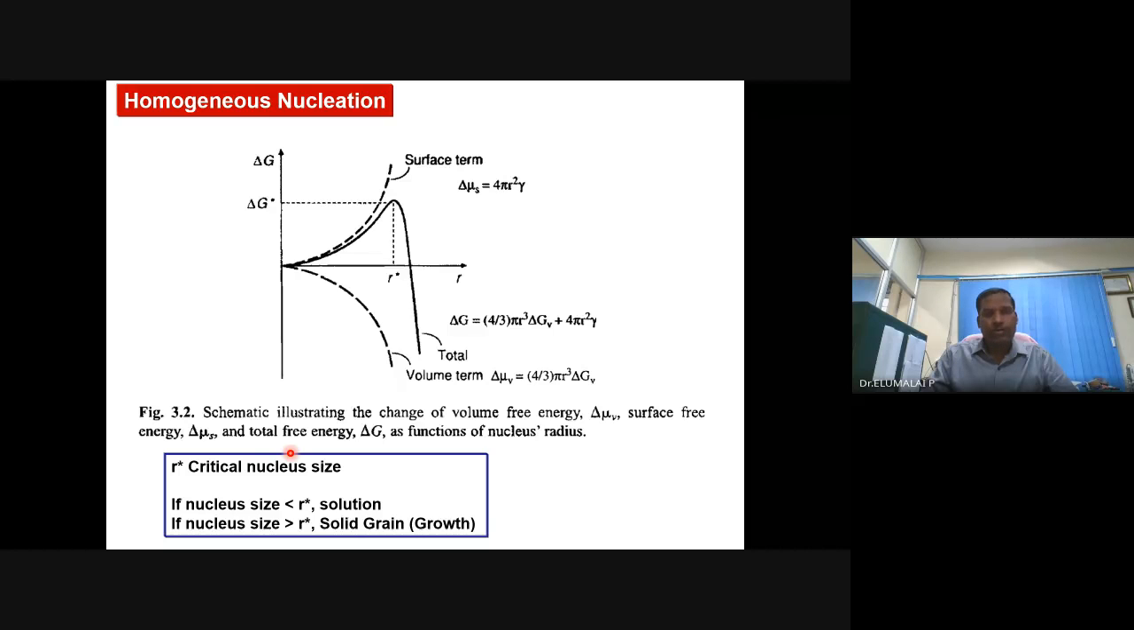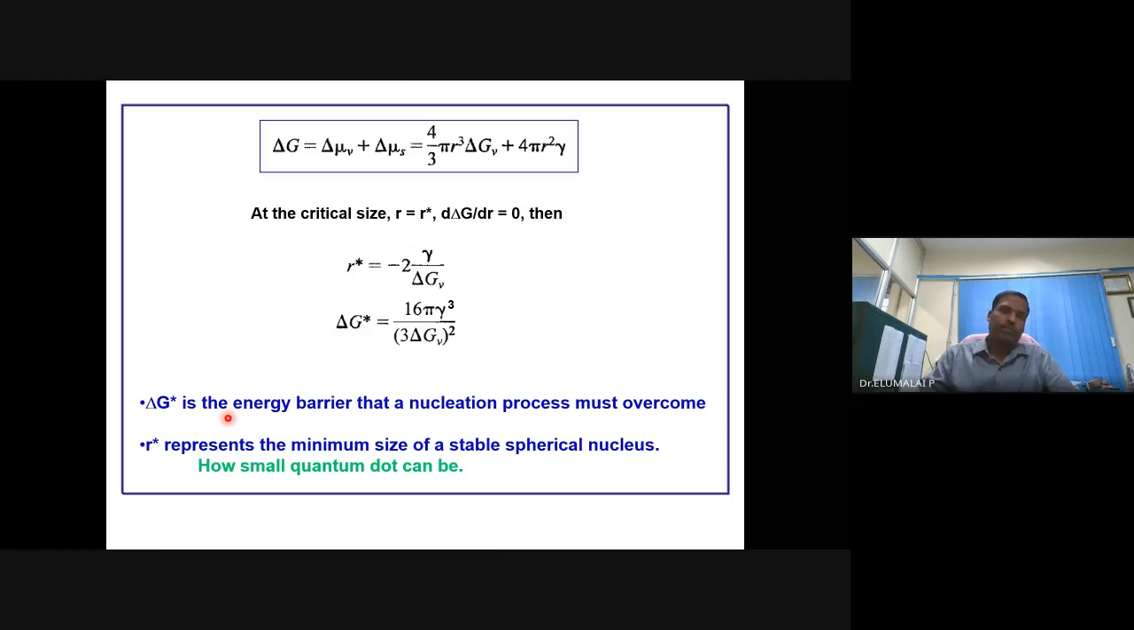And it is possible to quantify both delta G star and R star as given here. R star is equal to minus 2 gamma divided by delta GV, and delta G star is 16 pi gamma cube divided by 3 delta GV squared. What is delta GV? Volume free energy change. What is delta G? Free energy change. What is gamma? Surface energy.